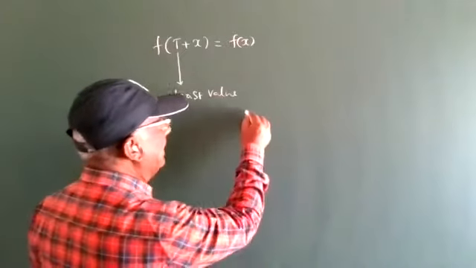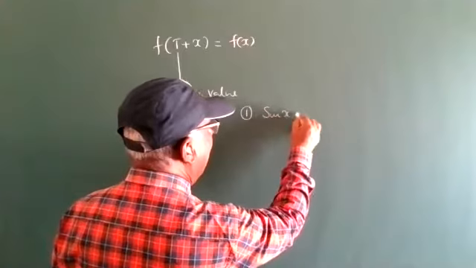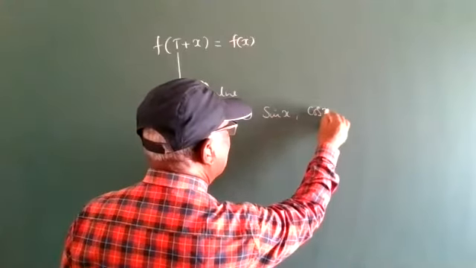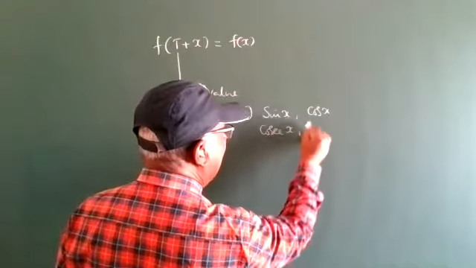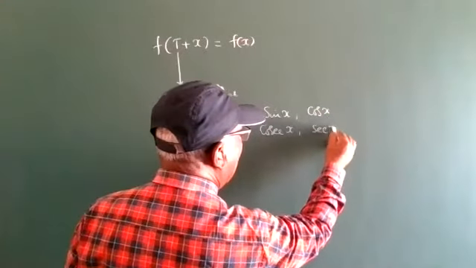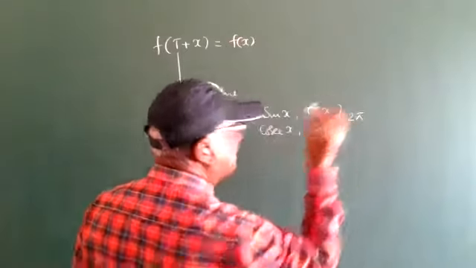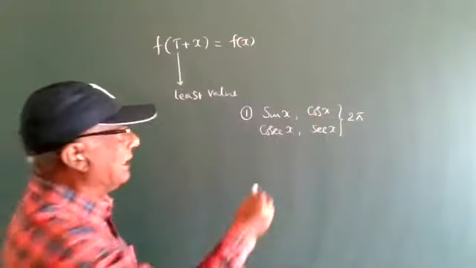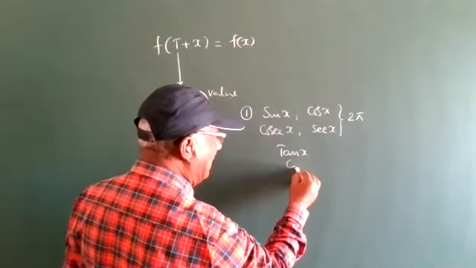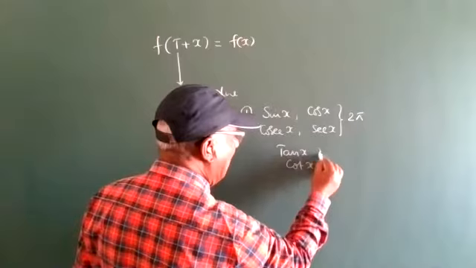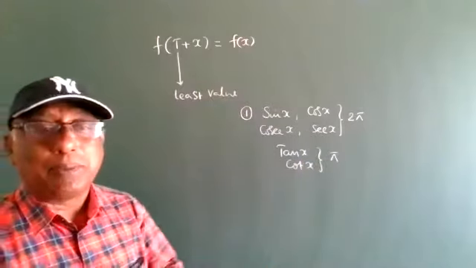Therefore, the first point from yesterday: sin x and cos x, and the reciprocal of sin x is cosecant x, the reciprocal of cos x is secant x. All of these have period 2 pi. Tan x and its reciprocal cot x both have period pi.